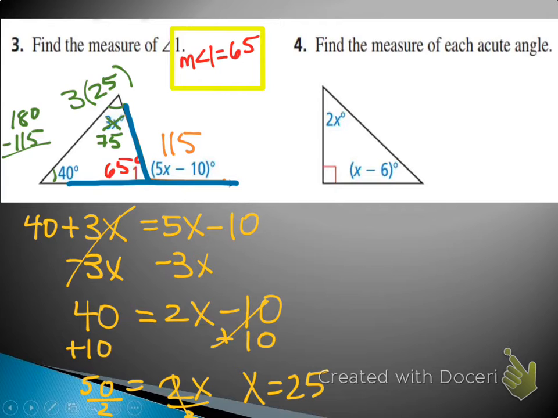So there's going to be, I think, 2 questions like this on the quiz. Number 4, what kind of triangle do we have? A right triangle. It says find the measure of each acute angle. How many acute angles are there in a right triangle? 2. So what do we know about the 3 angles in a triangle? They add up to 180. So that's what we're going to do.